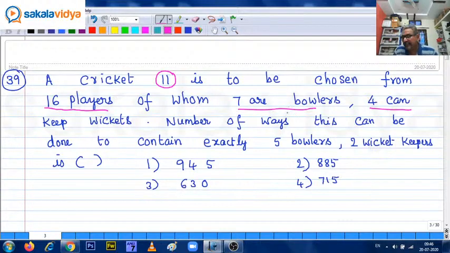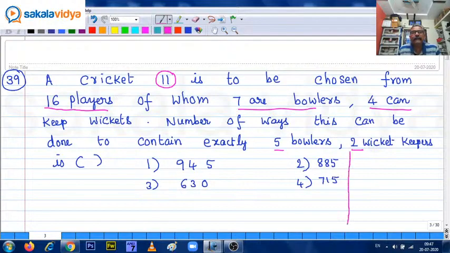That means 5 are the batsmen. So now we need to select exactly 5 bowlers, 2 wicket keepers. Exactly 5 bowlers, 2 wicket keepers means the rest are batsmen. How many batsmen do you need to select? Already 7 selected, 4 need to be selected. 4 batsmen. 5 bowlers, 4 batsmen, 2 wicket keepers. So that is the selection we need to do.